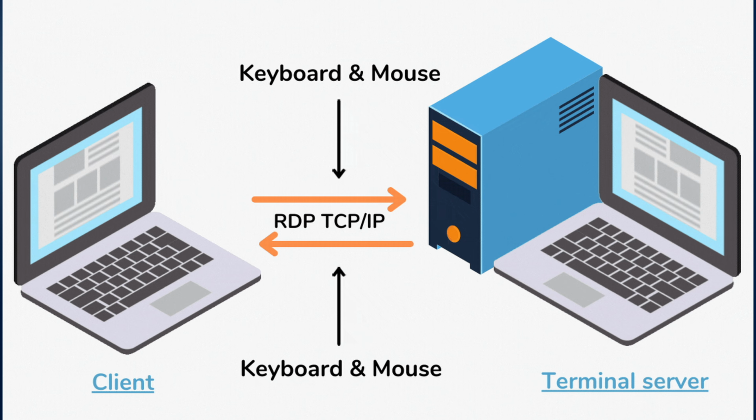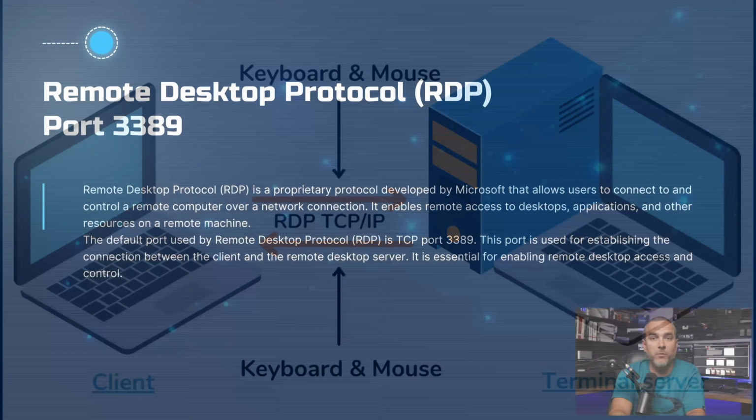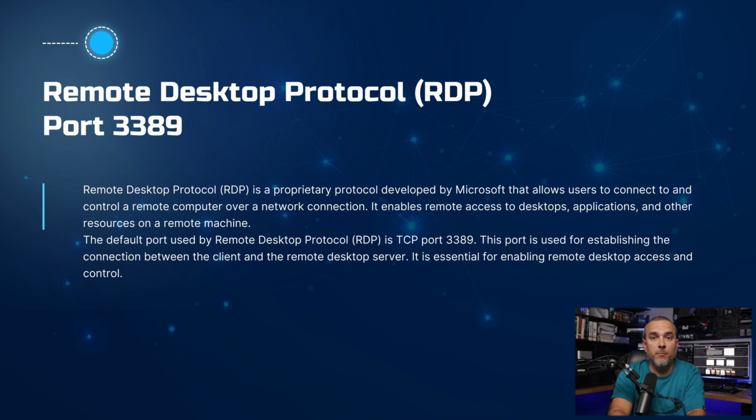It enables remote access to desktops, applications, and other resources on a remote machine. The default port used by Remote Desktop Protocol is TCP port 3389. This port is used for establishing the connection between the client and the remote desktop server. It is essential for enabling the remote desktop access and control.